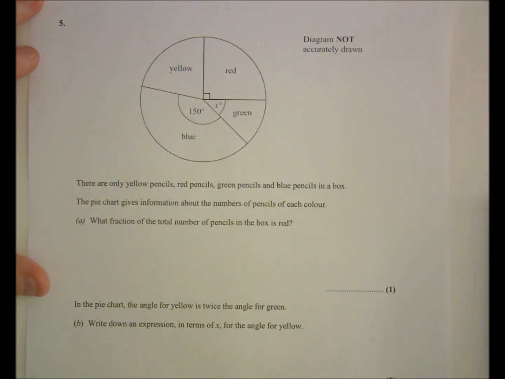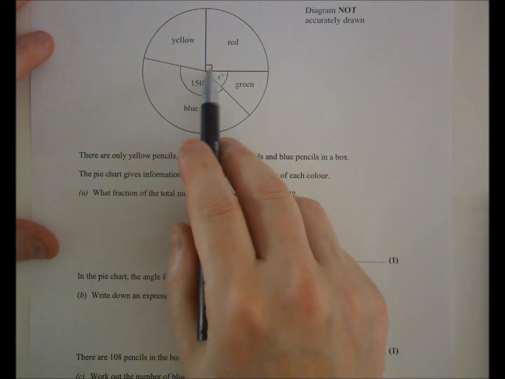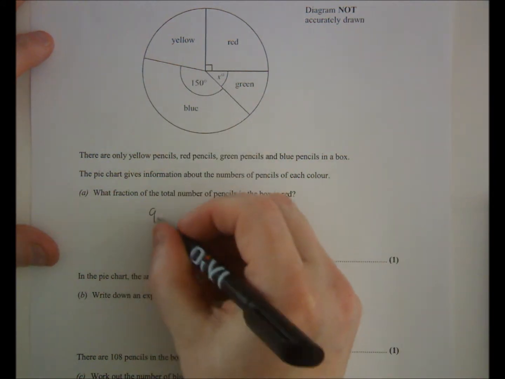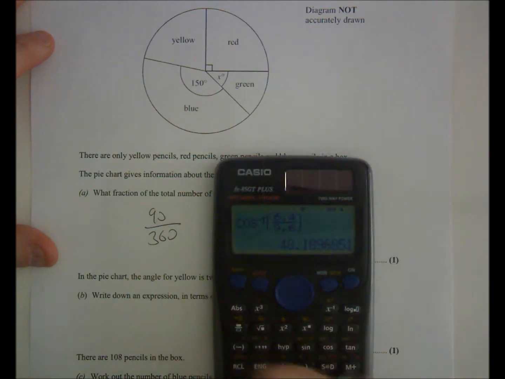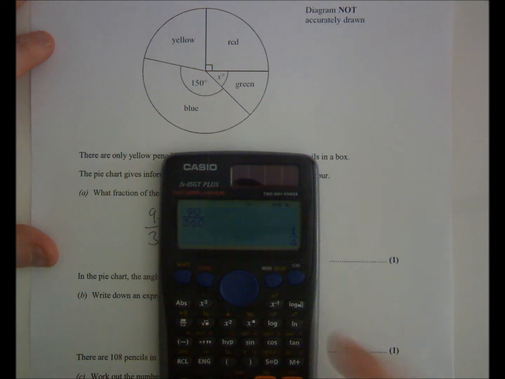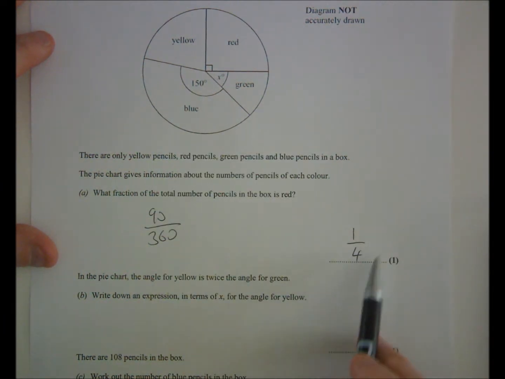Question 5. There are only yellow pencils, red pencils, green pencils or blue pencils in a box. The pie chart gives the information about the numbers of pencils in each colour. What fraction of the total number of pencils are red? You can see a 90-degree angle here, so we know that this section is 90 out of a possible 360. Our calculator will happily simplify that fraction for you, and 1/4 is the answer we're looking for. We don't want any other fraction, we'll only accept 1/4.